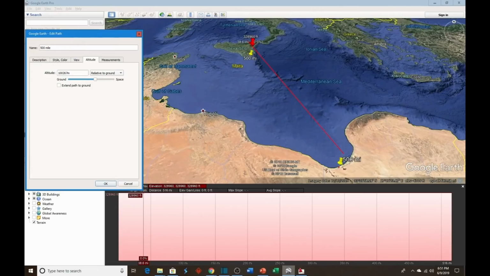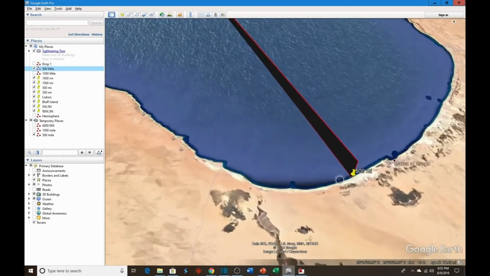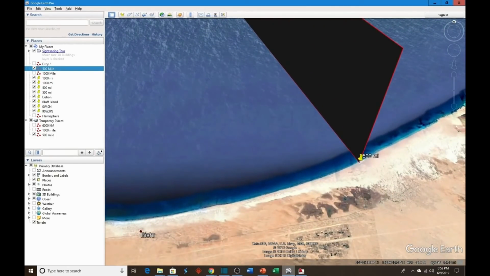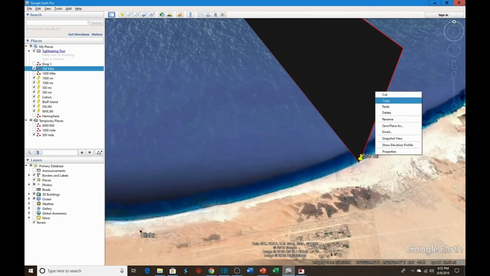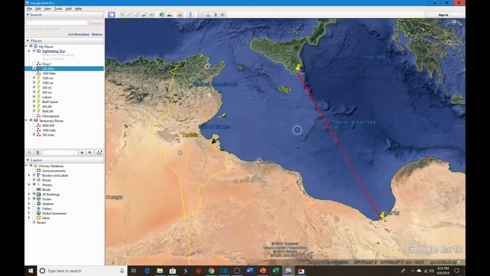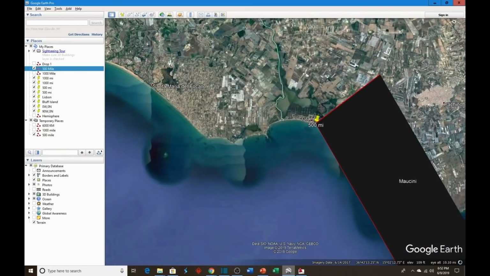All right. So let's put that thing back to clamped to the ground, the way we had it to start with. And let's turn on something else. I did another 500-mile path here. This is actually a path. And now if we go in there and have a look, you want to know where the drop is? It's right there. Right there. Let's look at the other end of it. Same thing. The drop is right there. Right there.